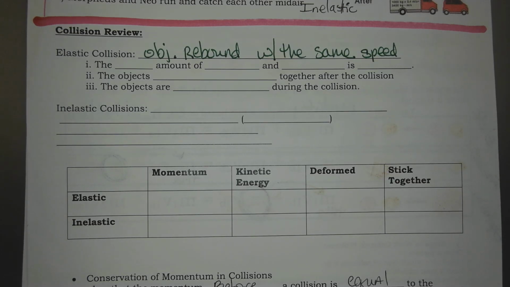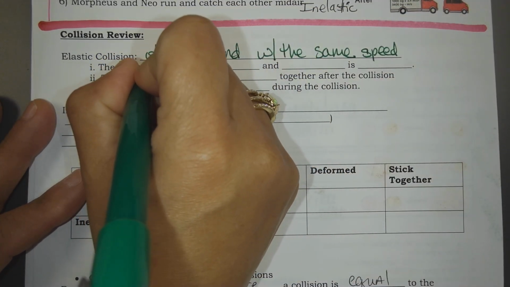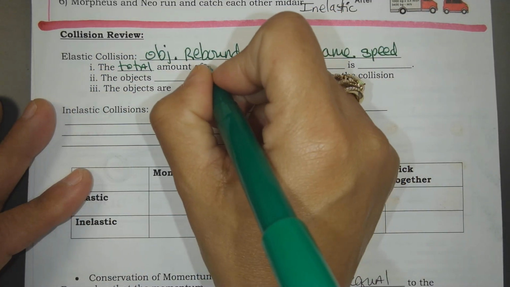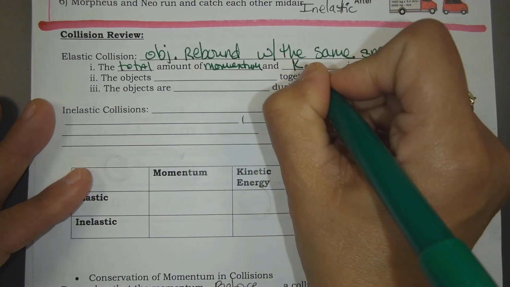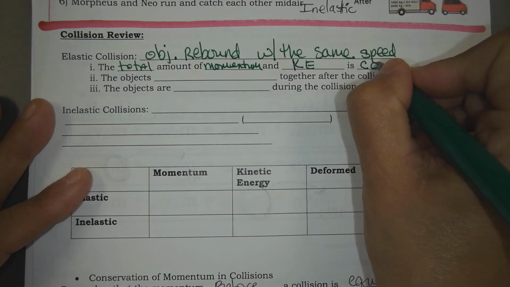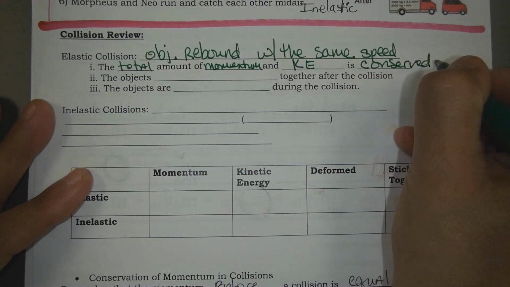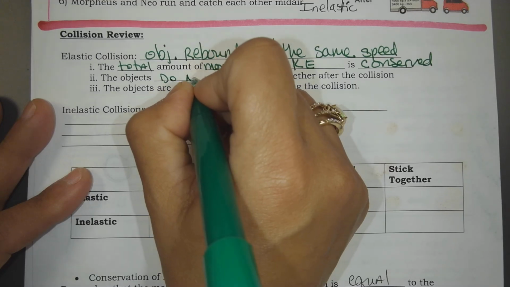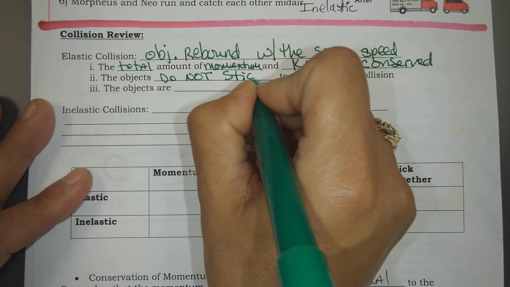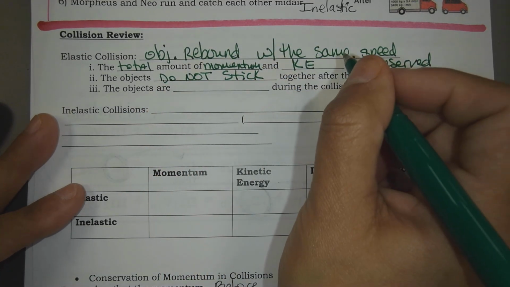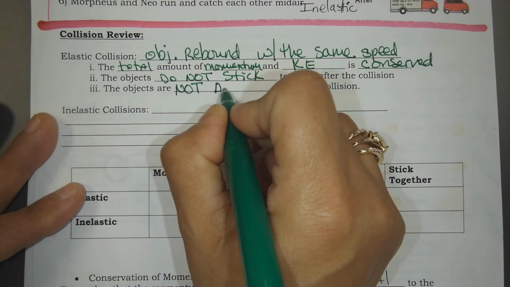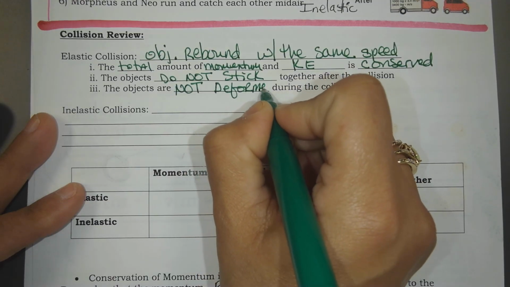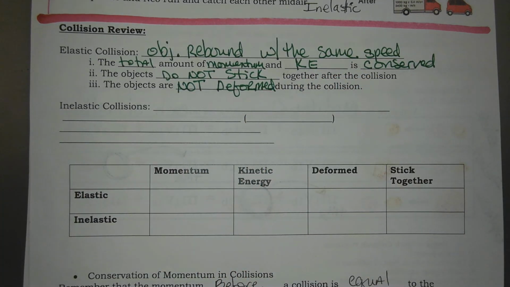It says over here, the total amount of momentum and kinetic energy is conserved. The objects do not stick together. The objects are not deformed. Oh, what do you mean about that, Ms. Munson? Deformed. Okay, let me give you an example.